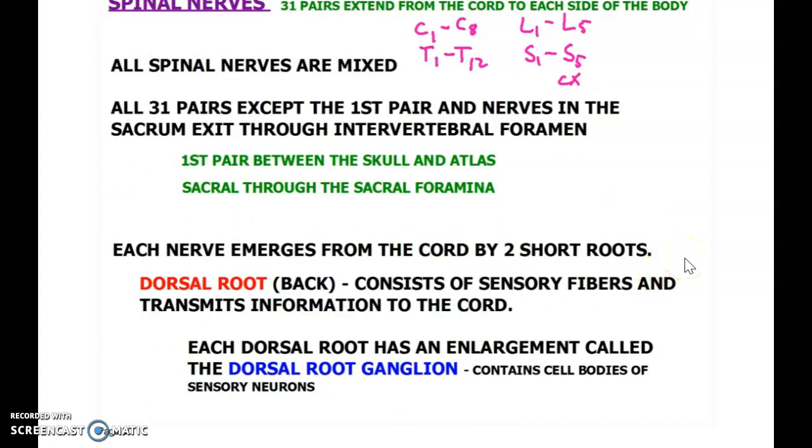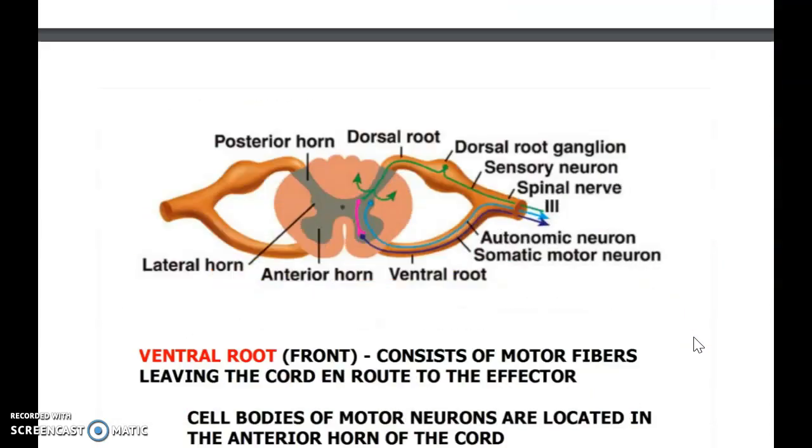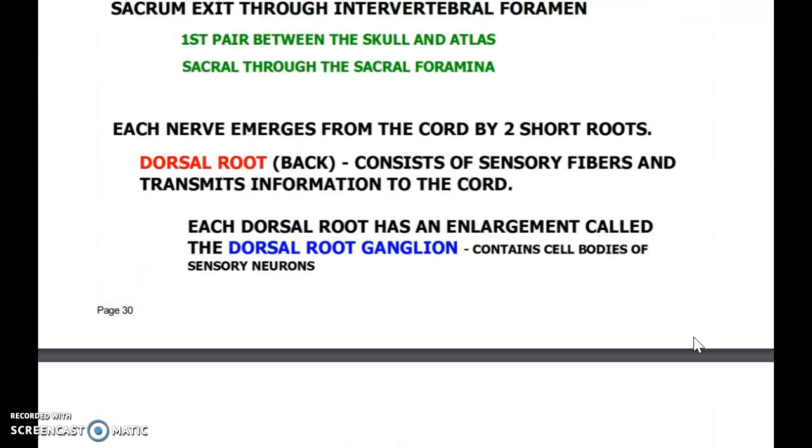Okay, now here's the root thing that I mentioned earlier too. Each nerve emerges from the cord by two short roots, the dorsal root and the ventral root. There it is down there. The dorsal root goes to the back, just like dorsal's the back, and once again, sensory fibers. So think about posterior horn, think about dorsal root. That's the afferent pathway. And each dorsal root has an enlargement called a ganglion.